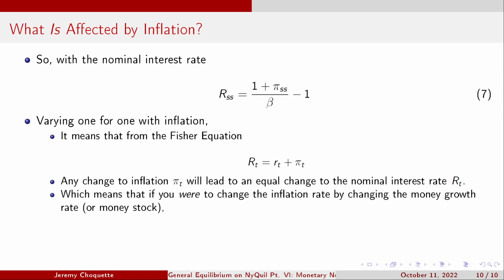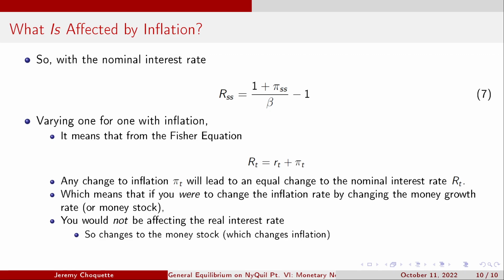change in the nominal interest rate, which means if you were to change the inflation rate by changing the money growth, or say a one-time change in the money stock, you aren't affecting the real interest rate at all. And since changes to the money stock will lead to changes in inflation of the same amount, the nominal rate basically picks up all the slack and the real rate doesn't change at all. And because the nominal rate responds fully to a change in inflation, and there's no ability for the real rate to move whatsoever, we have monetary neutrality.